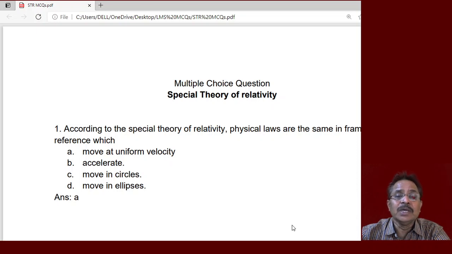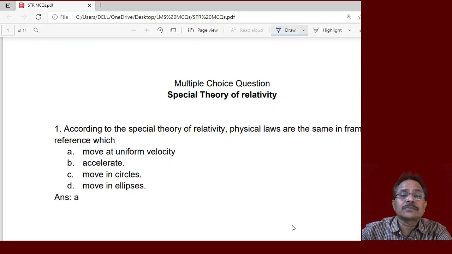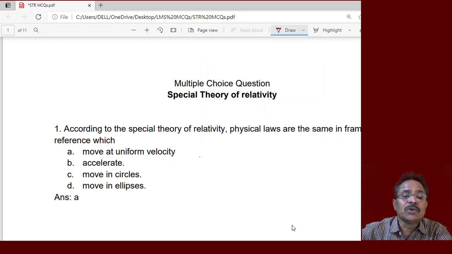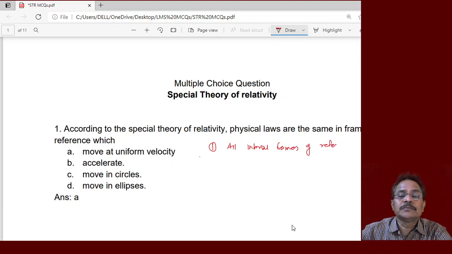The correct answer is A. But from where does this come? We have two different postulates, the postulates of STR. I'll just go briefly over what these postulates are. The postulates are as follows. The first postulate tells you the laws of physics must be identical in all inertial frames of reference. This is our first postulate. Laws of physics must be identical in all inertial frames of reference.